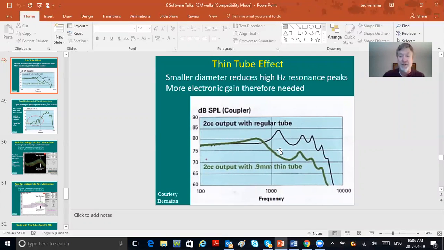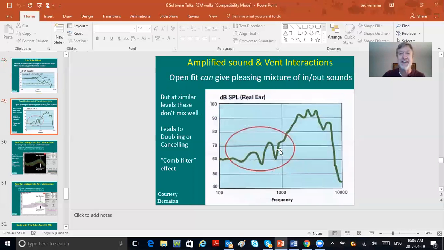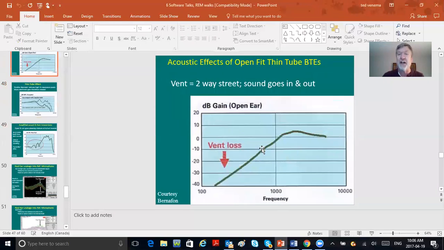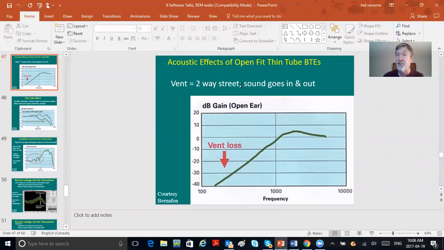Okay, just FYI, just thought I'd tell you. The interesting thing I showed you last, or the previous slide, remember this vent thing? Vent is a two-way street. Sound goes in and sound goes out.